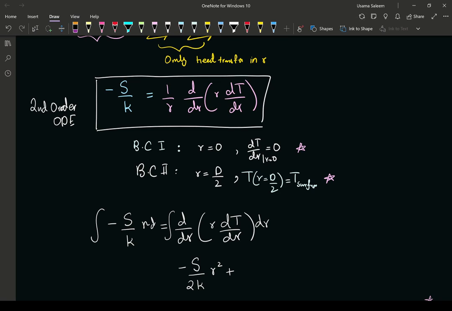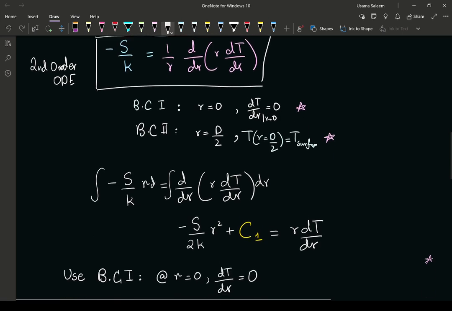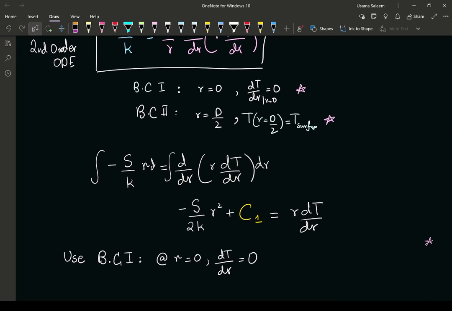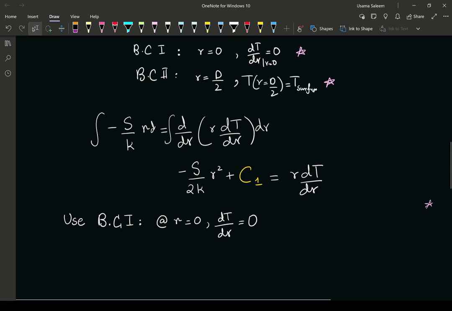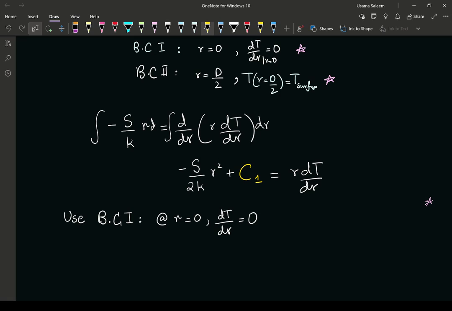Let's use different colors for the constants of integration, shall we? c1, and that's going to equal r times dT/dr. Okay, and some of you smart folks out there already know that this is a great place to use your first boundary condition, right? And that's exactly what we're going to do. I like when you guys look ahead. So you're going to get 0 plus c1 is equal to 0.